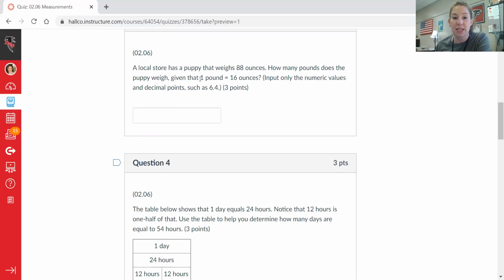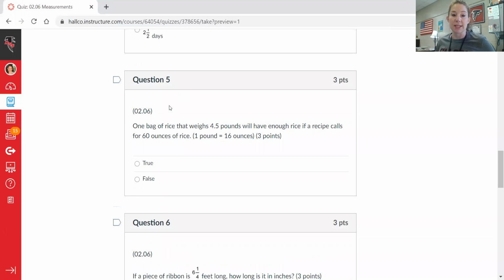All of the information you need to convert, both in this section and the next section, is given to you in the problem. So you don't have to Google a conversion chart or anything like that. All the information you need is in each and every problem, okay? This one's talking about going from ounces to pounds. So if 1 pound is 16 ounces, how many pounds would the puppy weigh if he's 88 ounces? So this one you're going to divide, right? And make sure when you enter your answer, don't write any symbols or words, just the number. And you can write decimals, obviously.